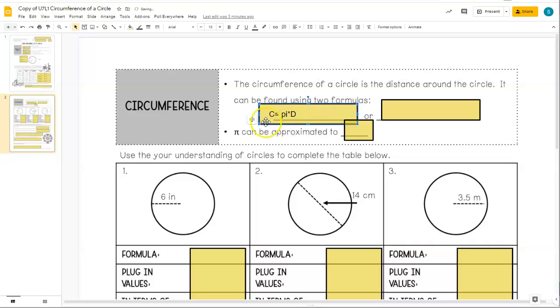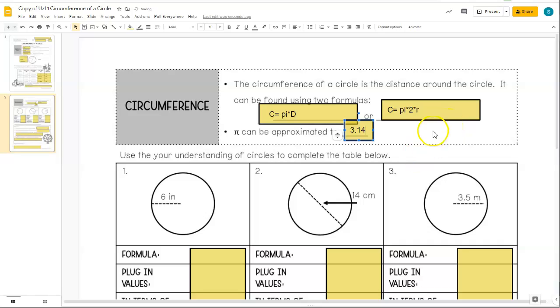Now, there is the symbol there, pi, but we could also do this in terms of the radius. Remember, the radius is only half the length of the diameter, because it goes from the middle out. So if we did pi times 2 times r, that would also get us that same distance around. This 2r, 2 times the radius, is the same length as the diameter.